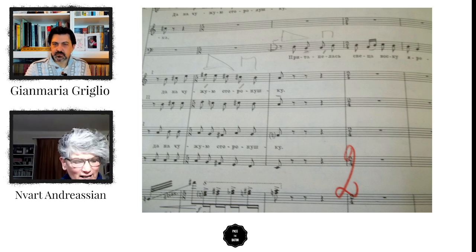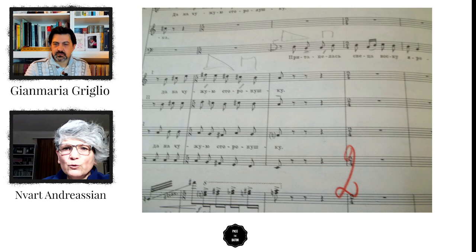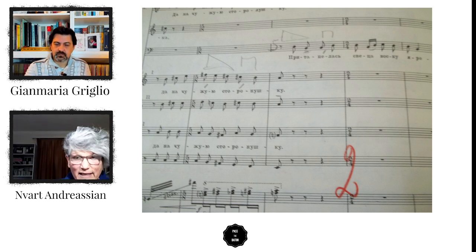Because I finish the first phrase, and in the second, as the text is very interesting, he put accent on the third quaver. But it is not important. The important thing is to finish the first phrase. So I do that.